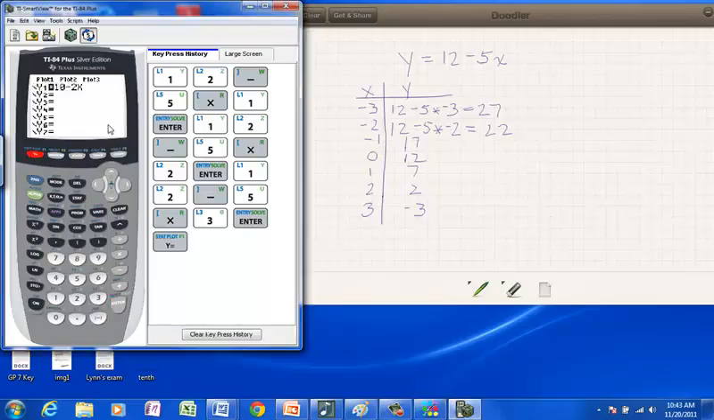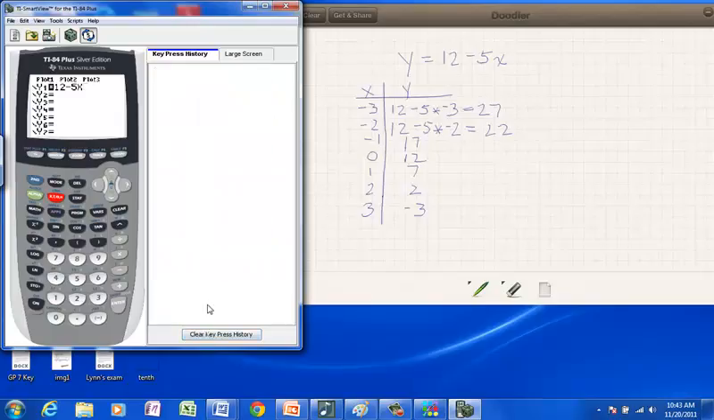So to do this in the calculator, the first thing we have to make sure of is that the y equals is correct. So we'll clear this one out. And we want 12 minus 5x. Okay. And the next thing we want to do is build this specific table.